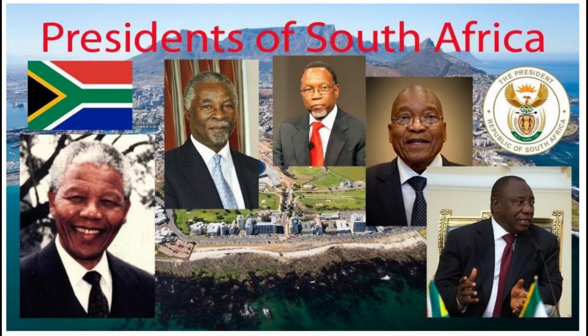In 1961 South Africa became a republic. Prime ministers continued to head up the government of the Republic of South Africa until 1984, when a new constitution was implemented and the state president became head of state.